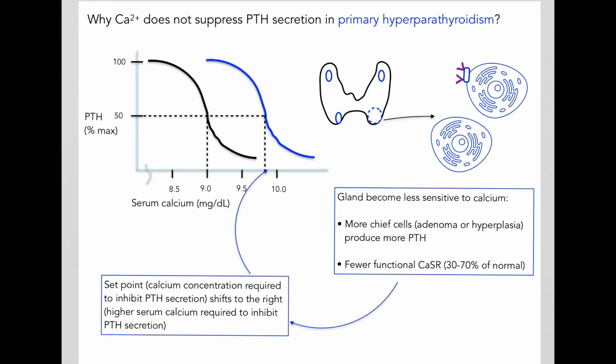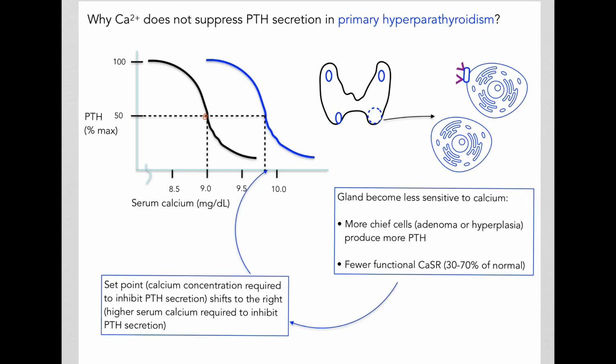Now, normally when serum calcium increases, the parathyroid hormone secretion should decrease. So that's what we see in a normal situation. However, in primary hyperparathyroidism, we see that the calcium is not effectively suppressing the PTH secretion. So you can see the curve for primary hyperparathyroidism has shifted to the right.